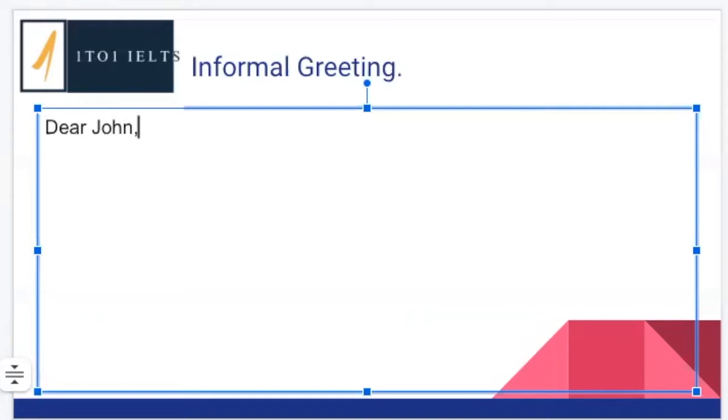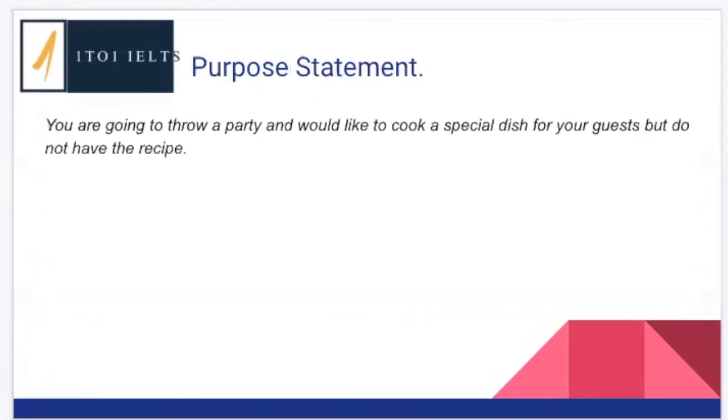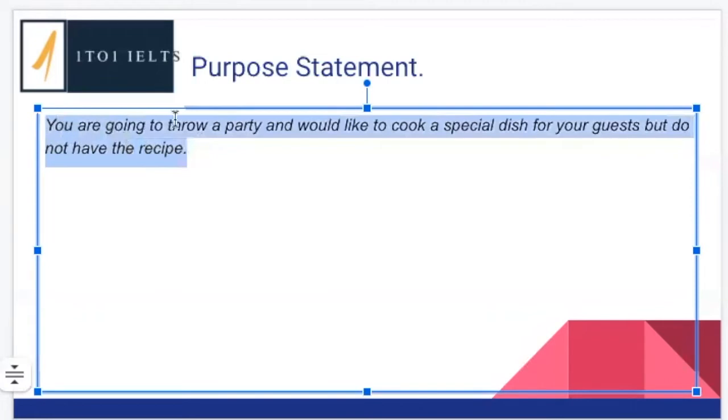And then what comes next? So we've got our greeting. What is the first part of the actual writing? Brilliant. Purpose. So this is our question statement. You are going to throw a party and would like to cook a special dish for your guests. You don't have a recipe.